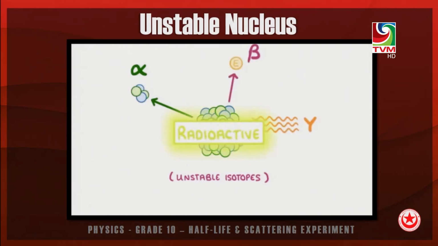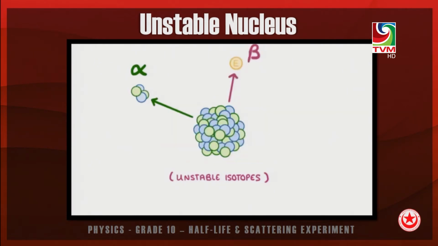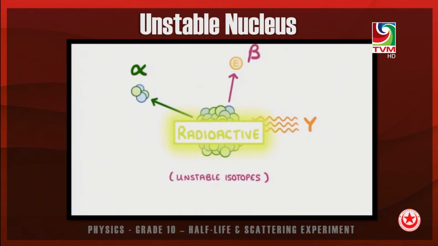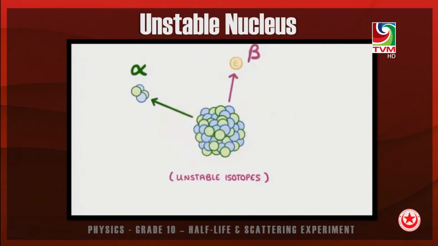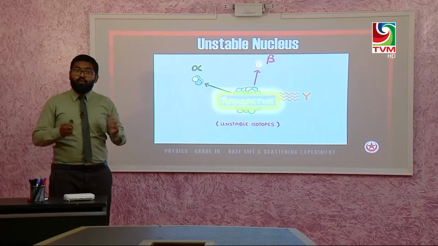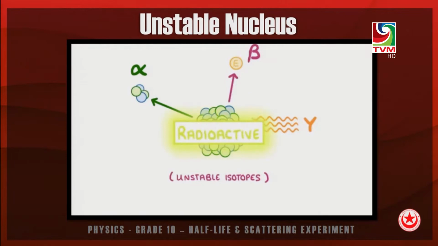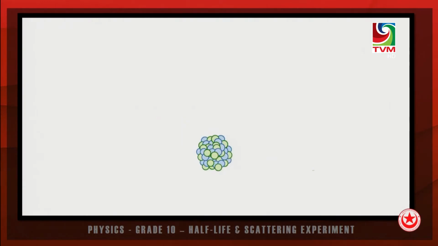As I've mentioned, when a radioactive nucleus undergoes radioactivity, it will either emit alpha, beta, or gamma. But since we call this process a random process, we don't know what kind of radiation it will emit and when the process will take place.